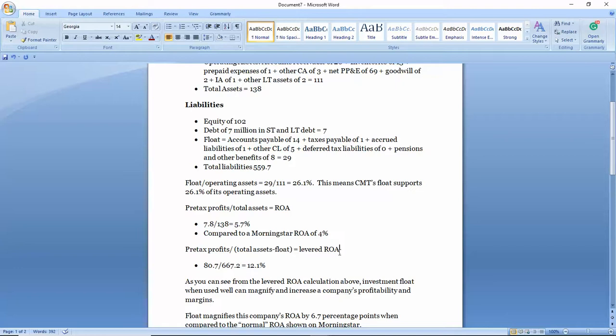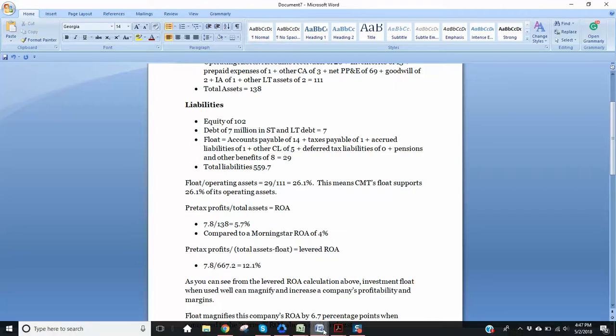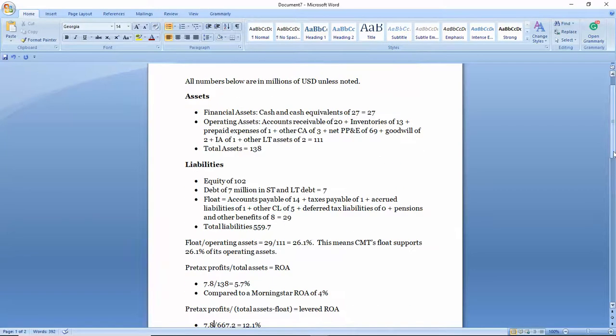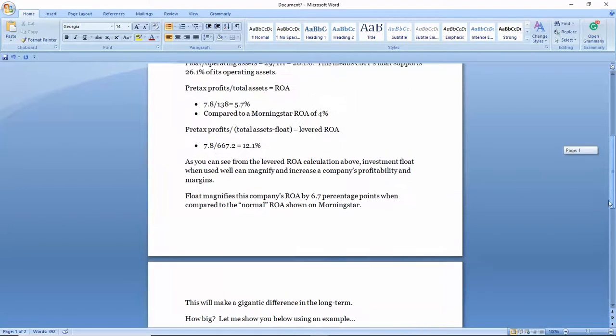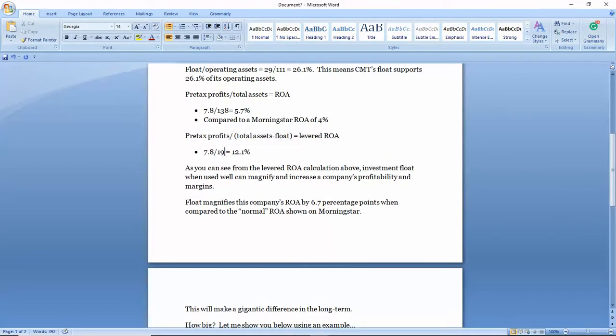So what we're doing here is trying to find the levered ROA, how much float levers the ROA, because we're subtracting out float here. We're trying to figure out the real-world economic ROA that this company has. So 7.8 total assets minus float: 138 minus, where's the float number? 29. So 109. 7.8 divided by 109 equals 7.2%.